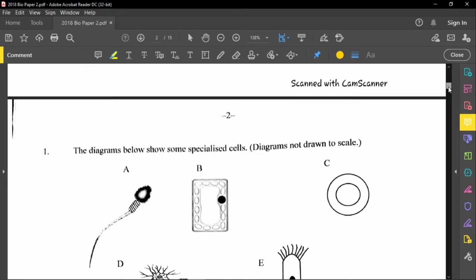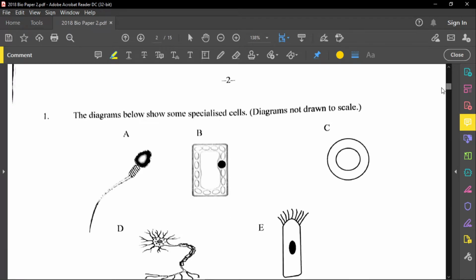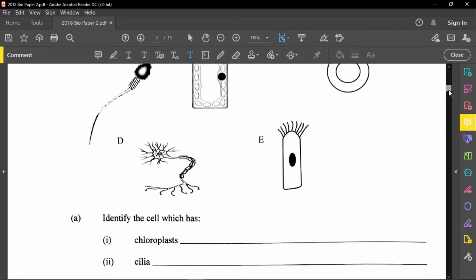All right, so let's go to our first question here. This one says the diagram below shows some specialized cells, diagrams not drawn to scale. So first here we have A, which is a sperm cell, B is a plant cell, C is a red blood cell, D a neuron, and E an epithelial cell. Now it asks us to identify the cell which has, and please remember, they say identify the cell. They did not say name the cells. However, I'm going to put the names as well.